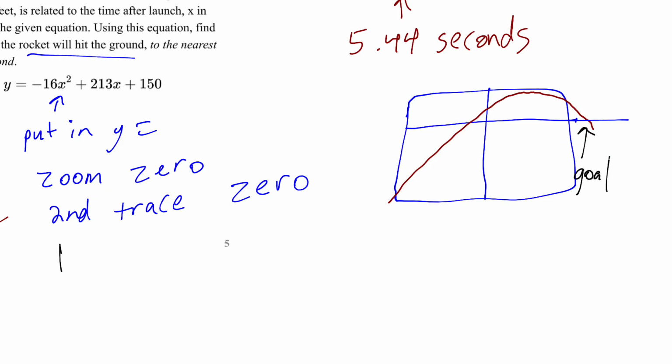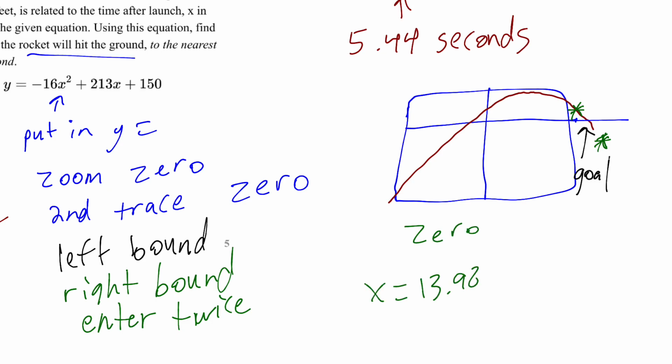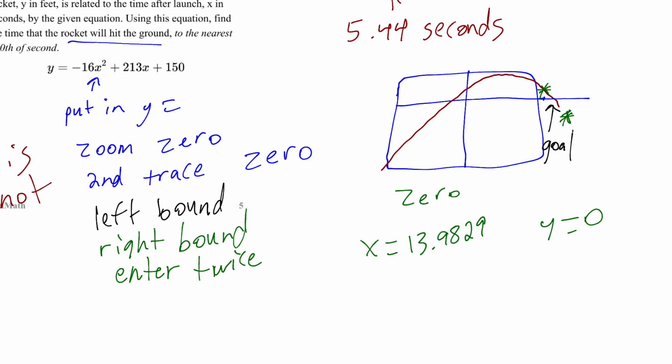So when we choose the left bound, we're going to choose a blinking cursor that is to the left of that 0, like maybe here. Then we're going to choose a right bound that is to the right of that 0, so maybe down here somewhere. We're going to press enter twice. And we get as an answer that our 0 is x equal 13.9829 and our y is equal to 0. So they want that to the nearest hundredth of a second, so we get 13.98 seconds.